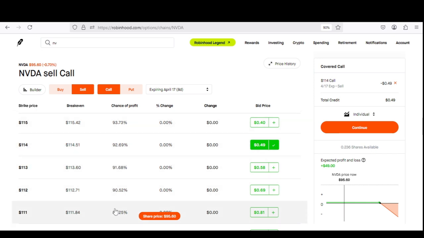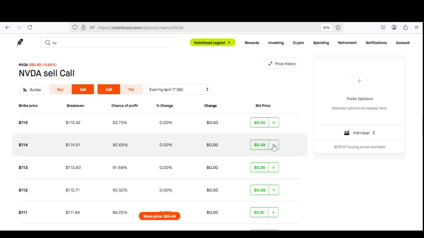The lower chance of profitability you have, the more it increases the odds of you being assigned. Being assigned simply means that your long call is going to be called against you. It means you're going to be forced to close it out and you're no longer going to have it in your portfolio. So let's go back to our original long call. I'm going to show you how to manage this long call.